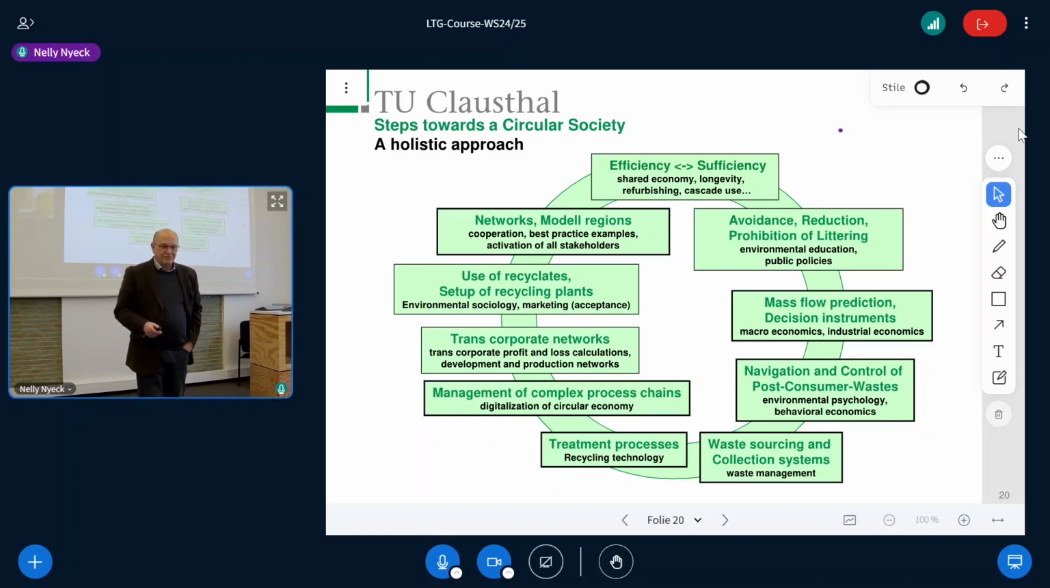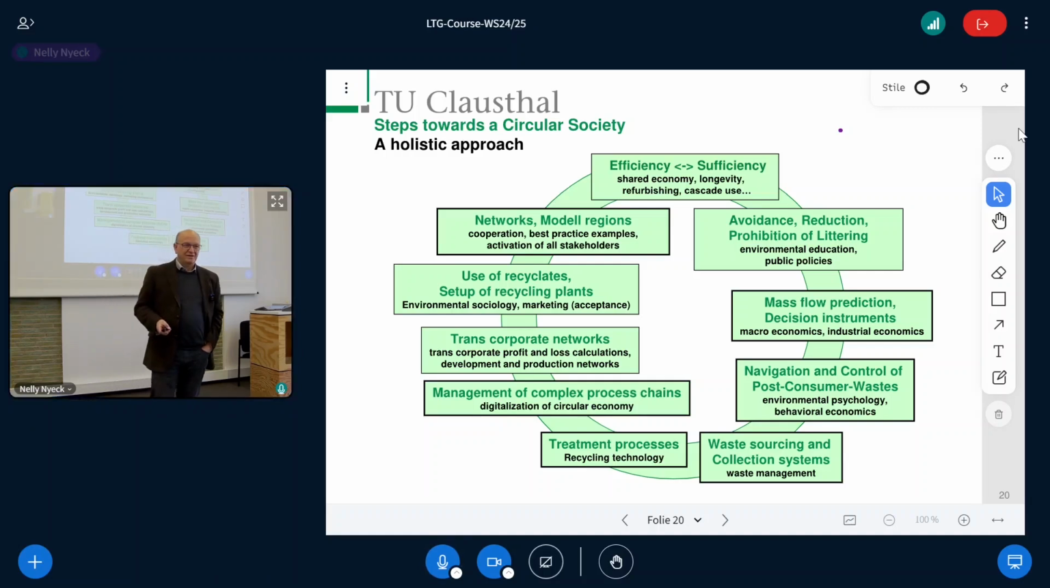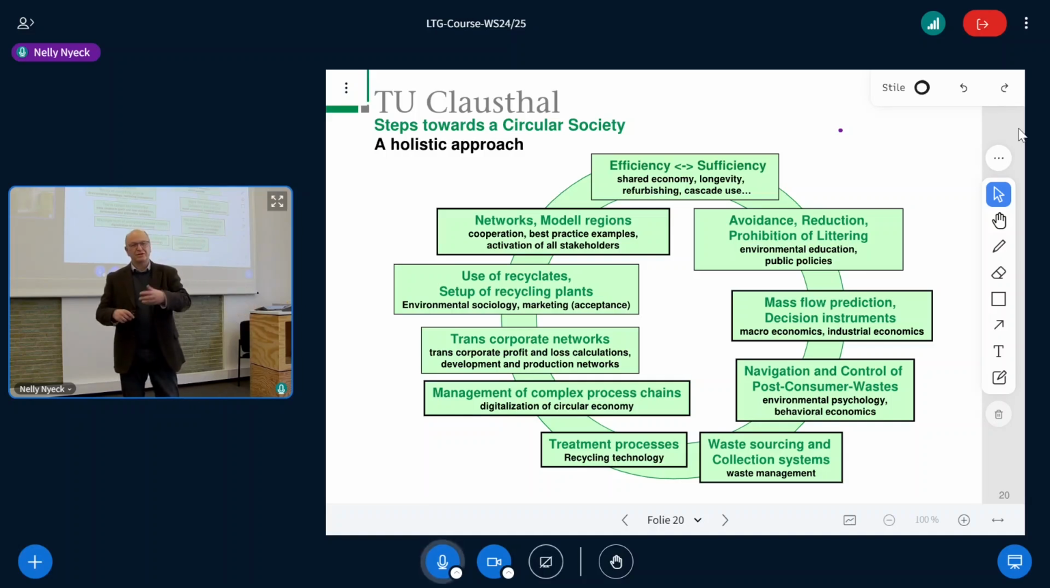Then we have to look at avoidance, reduction, prohibition of littering. That's something about environmental education and public policies. Important also is to look at mass flow prediction and decision instruments, because if you develop a technology, for example, for recycling of something, and if you want to set up a plant that costs quite a lot of money, you have to know not only the technology, but you have to know what's your input, what are your competitors, what's your output, and what are your customers. And therefore, we have new instruments to run these things.